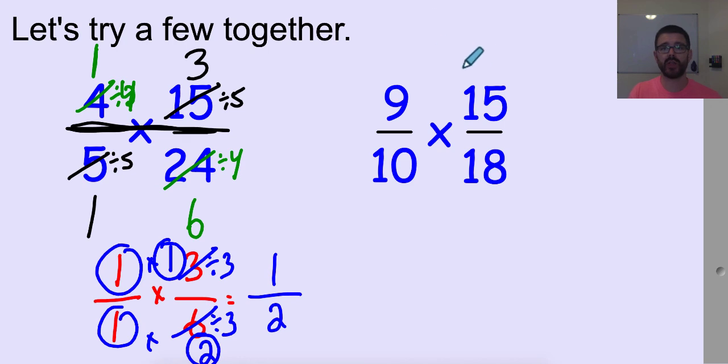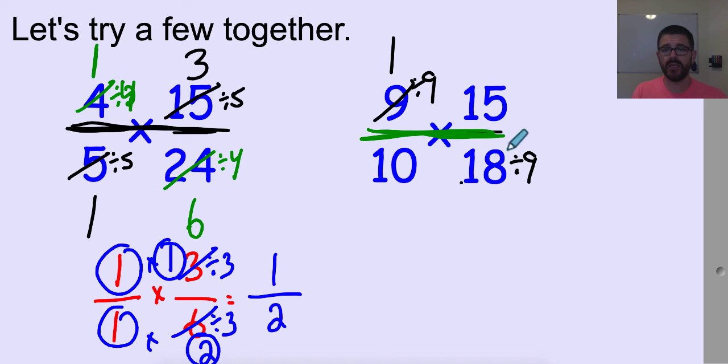All right, so let's try this one. Again, focus on one numerator and one denominator. What could I divide out of both of those? Well, maybe you saw 9 and 18. 9 and 18 can each be divided by 9. 9 divided by 9 is 1. 18 divided by 9 is 2.